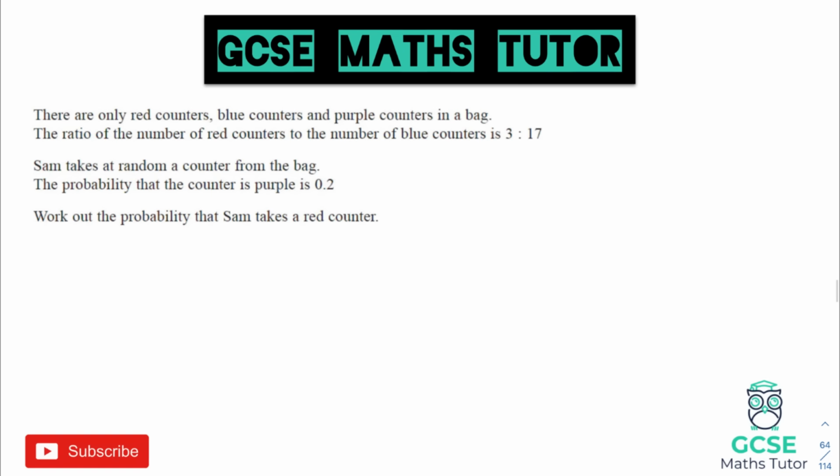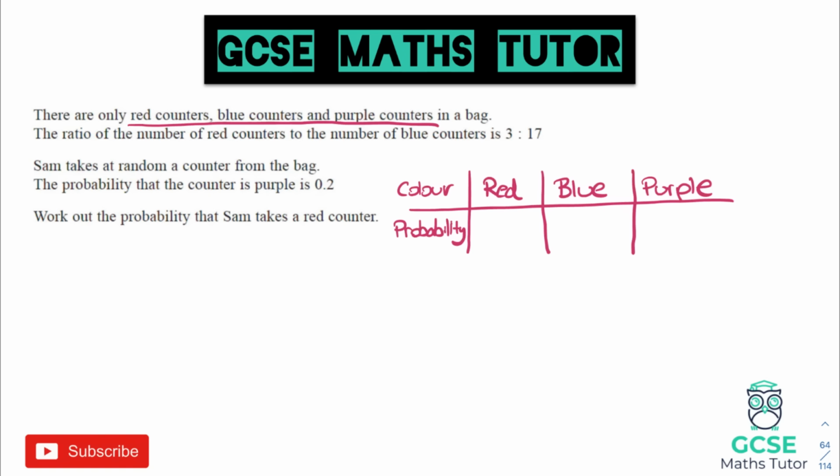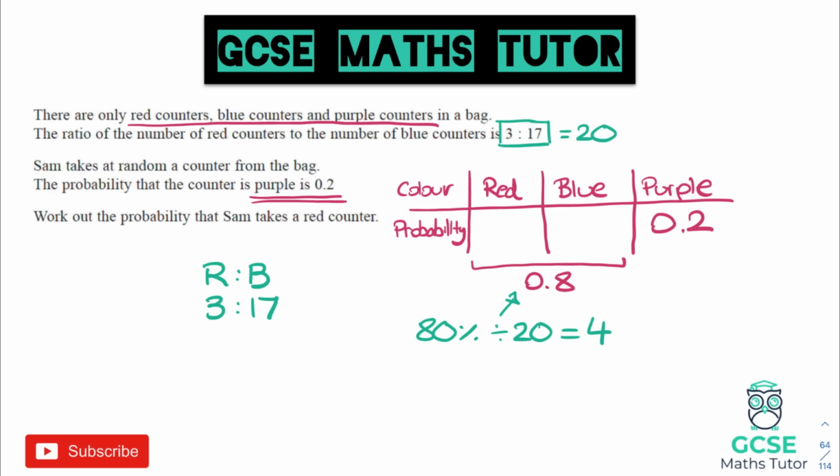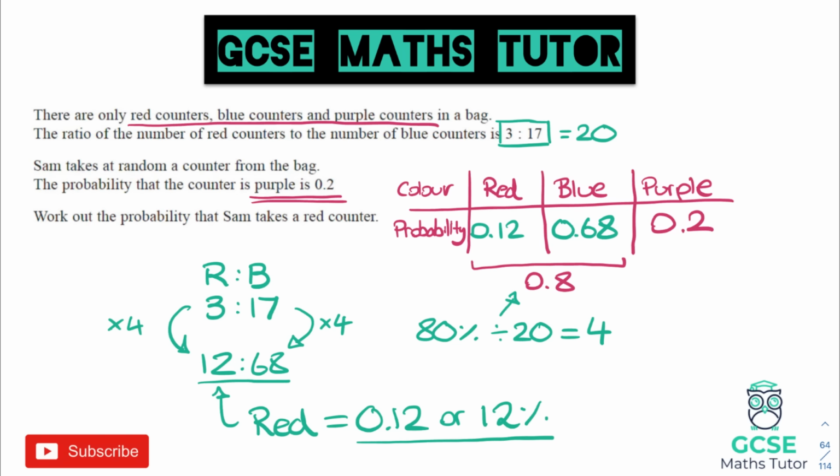Just because you aren't given a table doesn't mean that you can't put probabilities into a table. So this one says there was red, blue and purple, and it told us the probability of purple and red and blue in a particular ratio. So don't stop yourself from drawing a table if anything's missing, and this is a good tip for most of the topics, that if you need to draw a table or a diagram, then go ahead and draw it. But this one was then just sharing in a ratio.